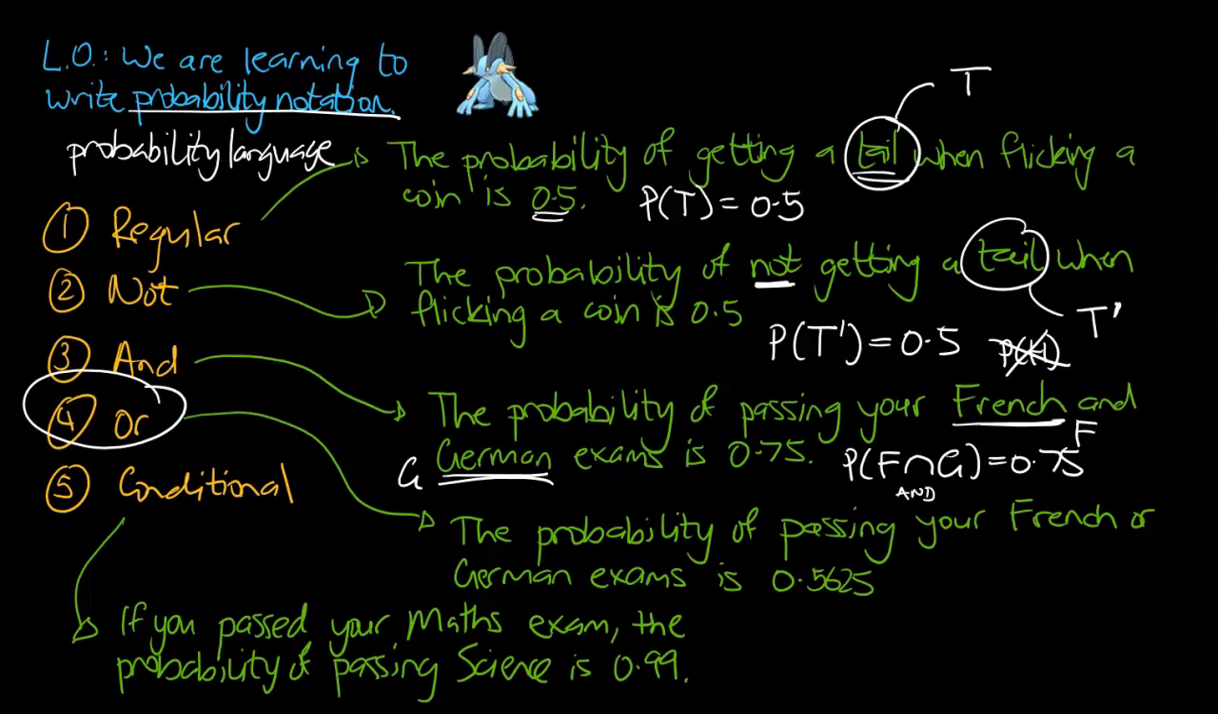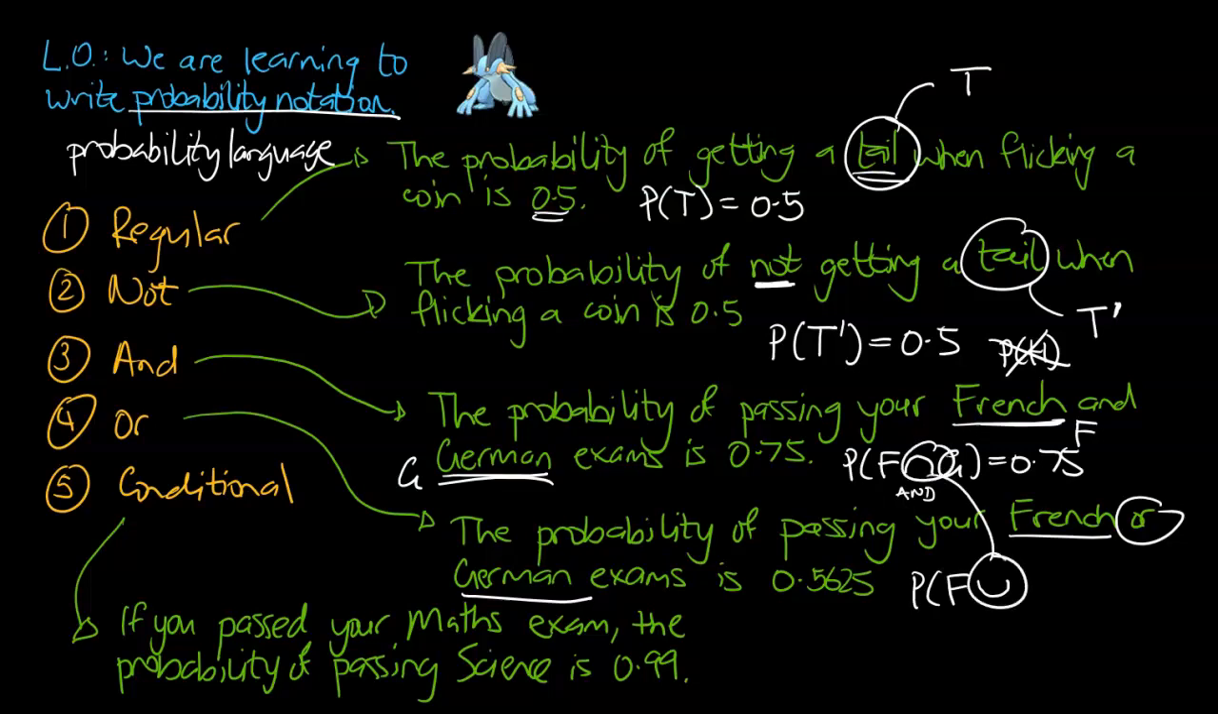We're now moving on to or. The probability of passing your French or German exam is 0.5625. That means you're passing one of them, not necessarily both. So one might have passed both as well. So similar thing, probability of French, and this is where it's going to be different. We're now turning our symbol upside down. That means or. Probability of French or German is equal to 0.5625.